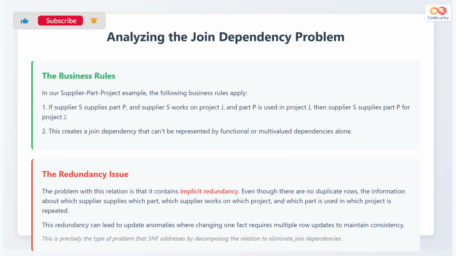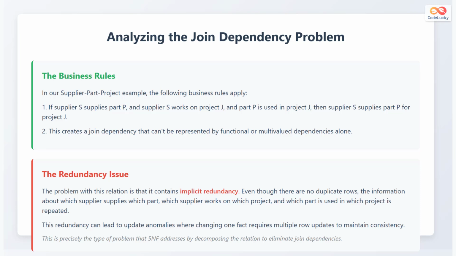Let's analyze the join dependency problem with our Supplier-Part-Project example. The following business rules apply. If supplier S supplies part P and supplier S works on project J, and part P is used in project J, then supplier S supplies part P for project J. This creates a join dependency that can't be represented by functional or multi-valued dependencies alone.